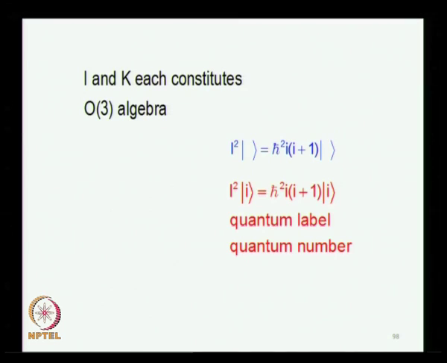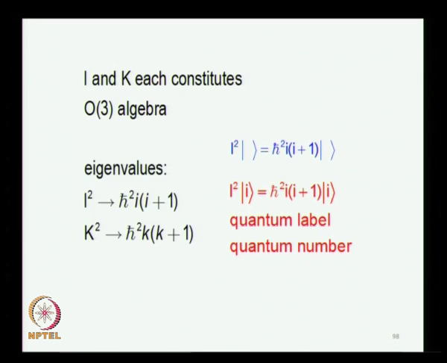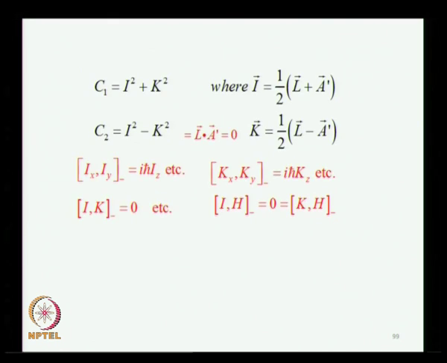So you can put a label, we know how to put a label in a state vector. So we use the label I to designate the state vector. We do the same with the K square, and this is the summary of the whole picture that we have got.